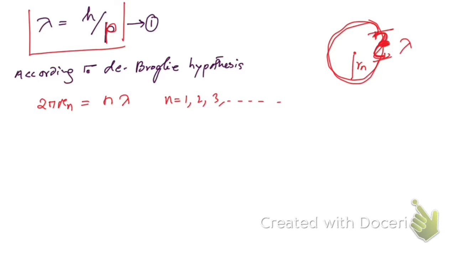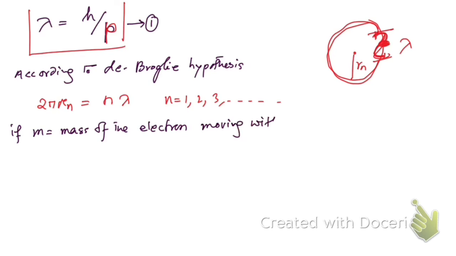Now if m is the mass of the electron moving with speed Vn, then we can write the momentum of the electron p is equal to m into Vn. This is the momentum of the electron. Let me take this as equation number 2.